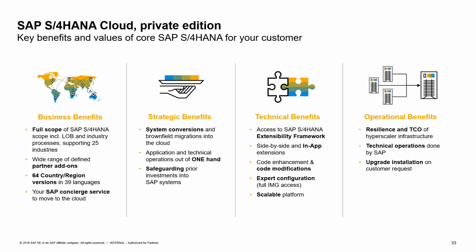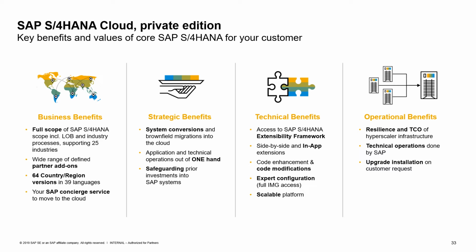And please have a look at the indirect price list for all of the line of business and industry add-ons that you can add to the core ERP material number. So there's a wide range of defined partner add-ons like Solex solutions on the price list. It supports 64 country region versions and 39 languages. And so you have SAP concierge service to move to the cloud.